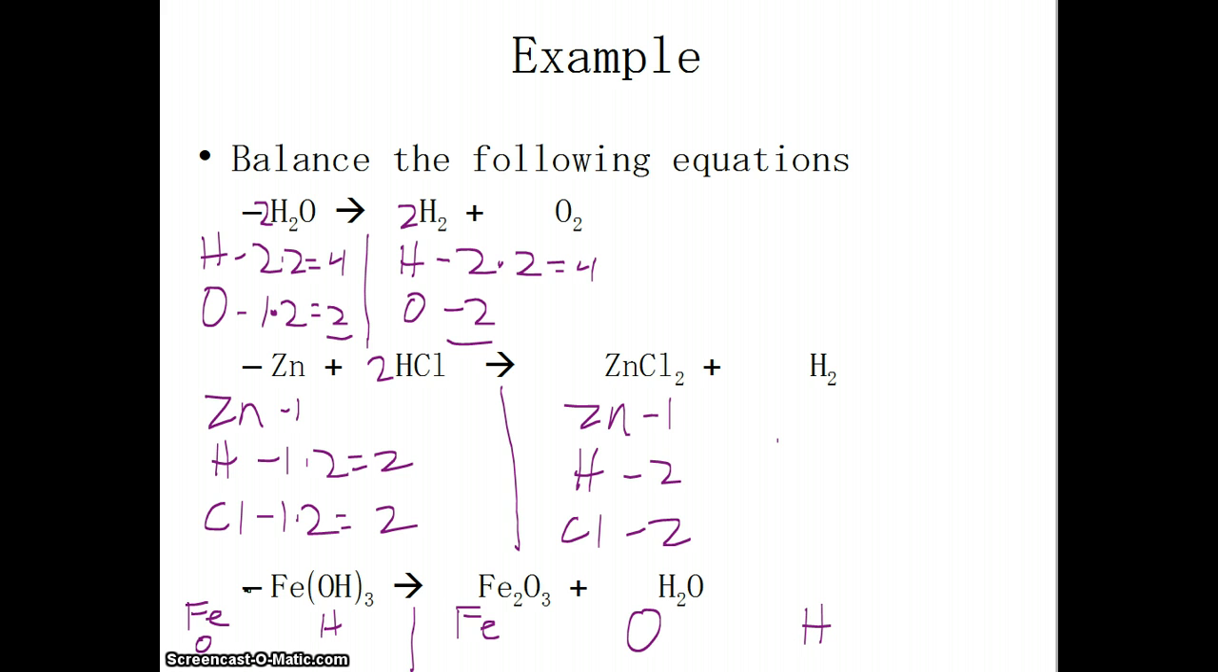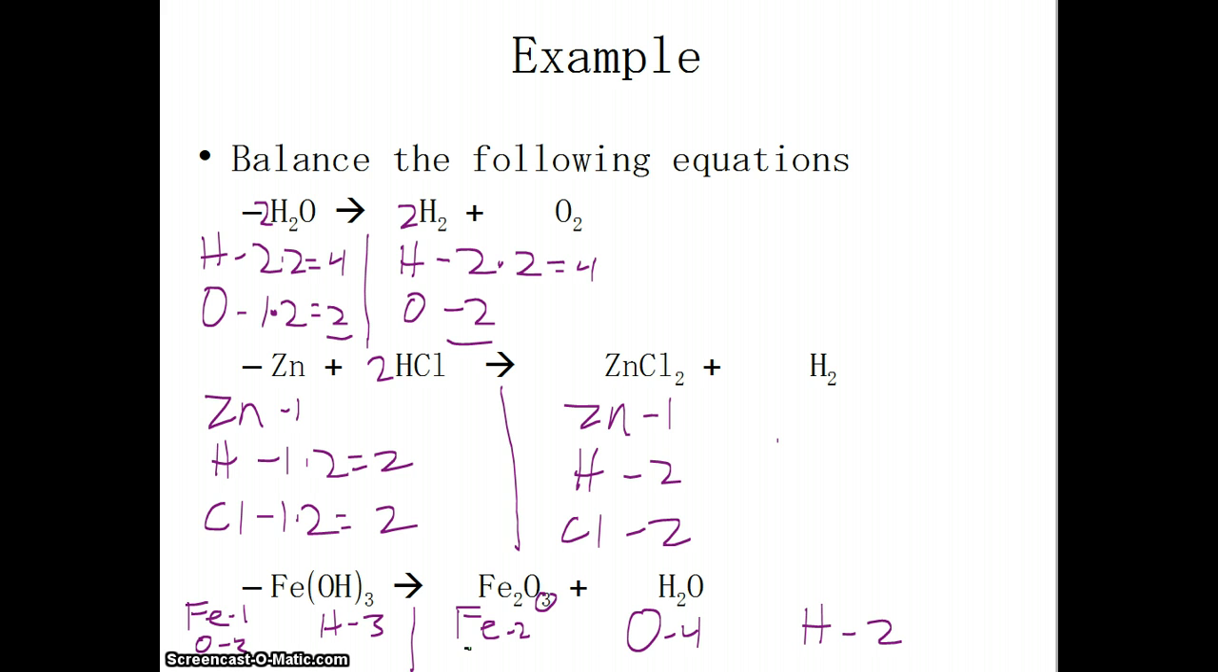Okay, so here how many irons do we have? We have 1 iron, 3 oxygens, and 3 hydrogens. If we look on this side, we have 2 irons, 4 oxygens, 3 from here and 1 from here, and we have 2 hydrogens. So we have to balance this out.